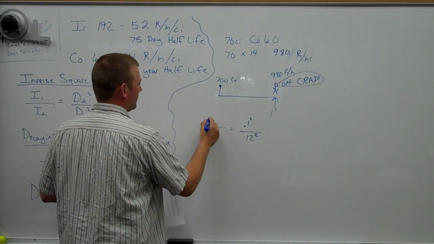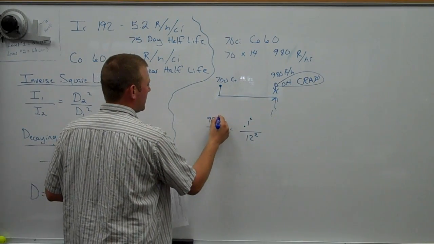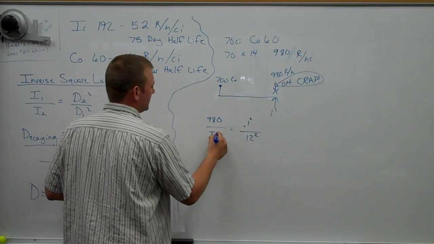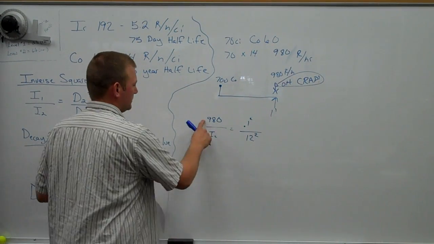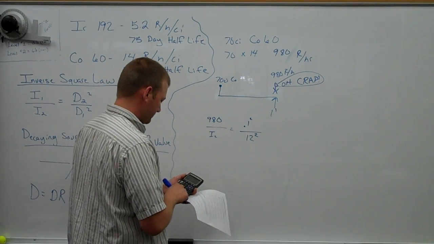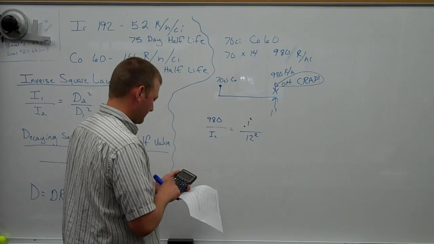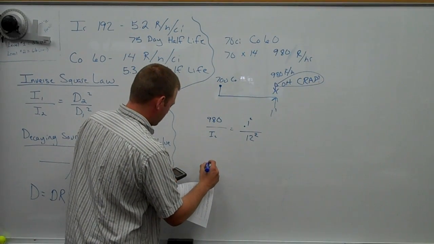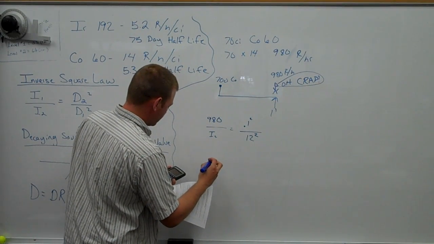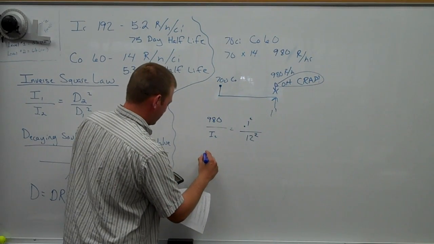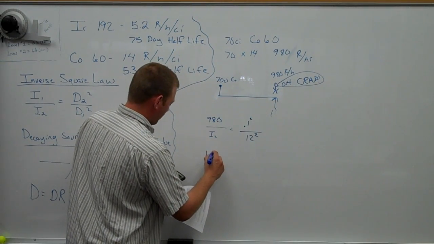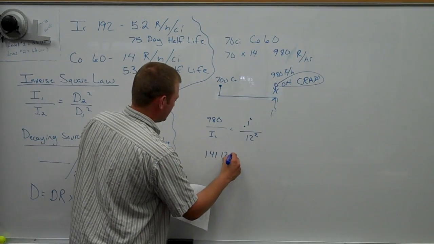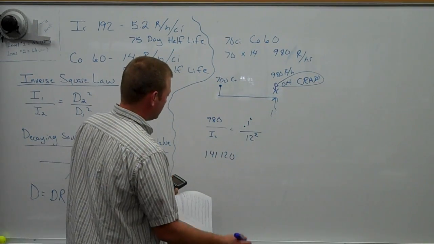So plug in our number right here, 980. We don't need to change it. Rankine is fine. And we're looking for intensity 2. 980 times 12 squared. That value is, if my calculator is correct, which I'm going to hope it is, 141,120, just a number.